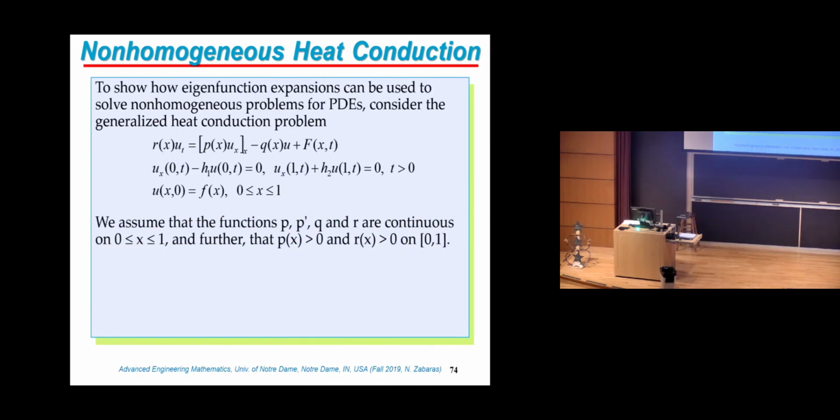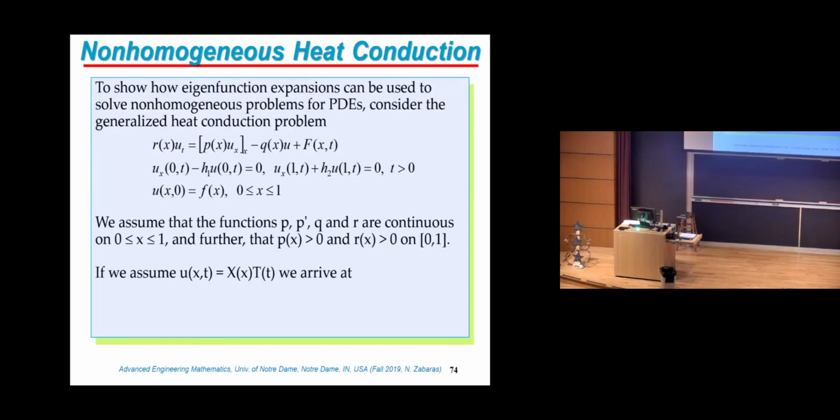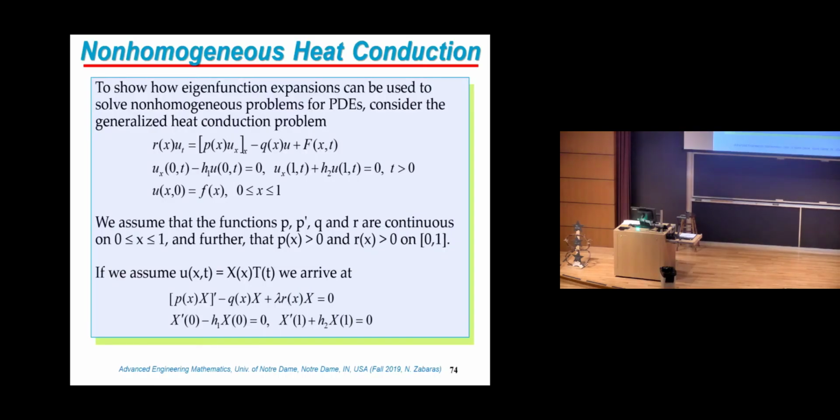So I remind you the way we solve the transient problem with separation of variables. We write the solution U as the solution in space and the solution in time. When you separate the variables, the solution for capital X comes out to have a very nice form. I'm looking now at the homogeneous part of the problem. It comes out that the homogeneous problem in capital X is a Sturm-Liouville problem.